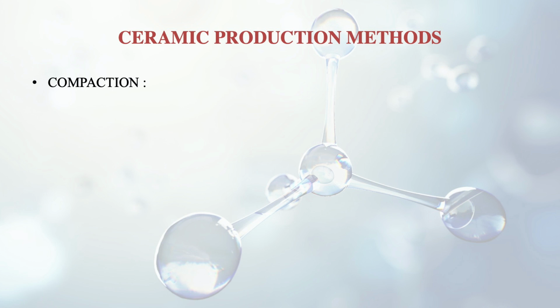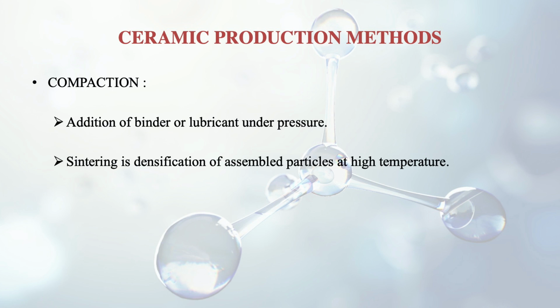After discussing the production of glass and its applications, we shall now discuss the ceramic production methods. The very first method used for ceramic production is compaction. Here, we add binder or lubricant to the ceramic under pressure, and then sintering is done.